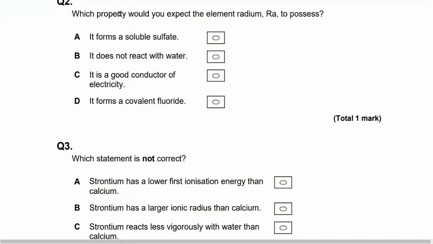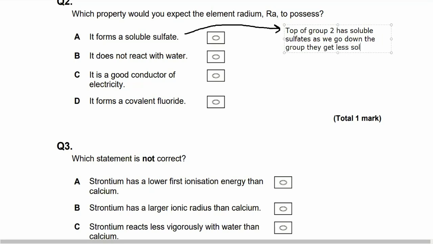Question 2. Which property would you expect the element radium to possess? Is it A, it forms a soluble sulfate, B, it does not react with water, C, it's a good conductor of electricity, or D, it forms a covalent fluoride? Well, is it soluble? No, radium is not soluble. As we go down the group, they get less soluble. Radium's right at the bottom, so radium is going to be the least soluble of the group 2 sulfates.